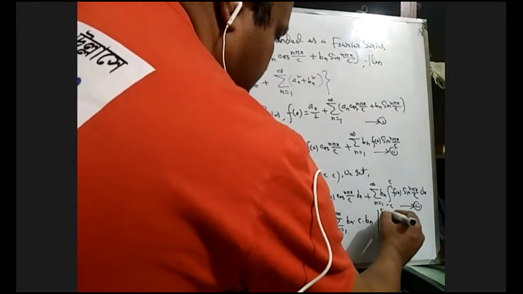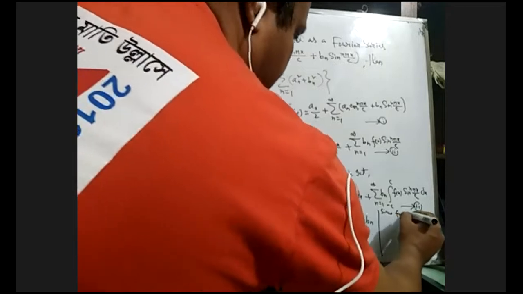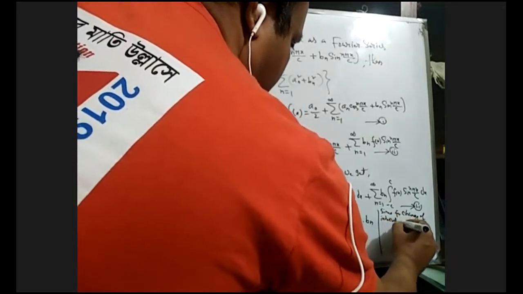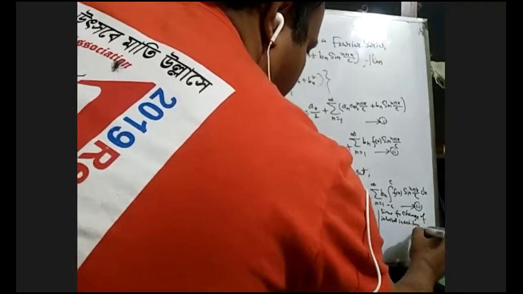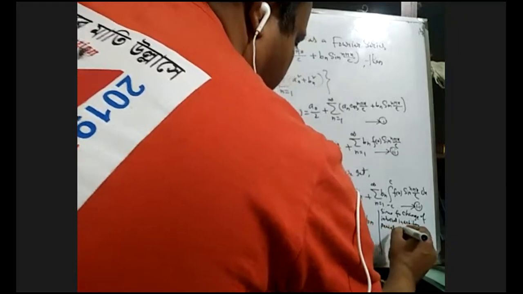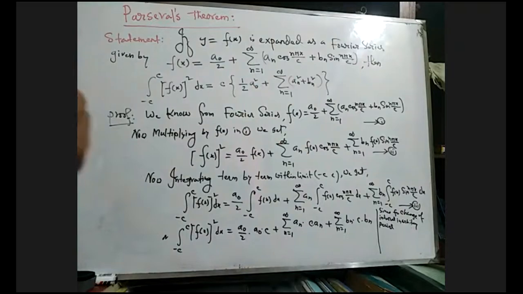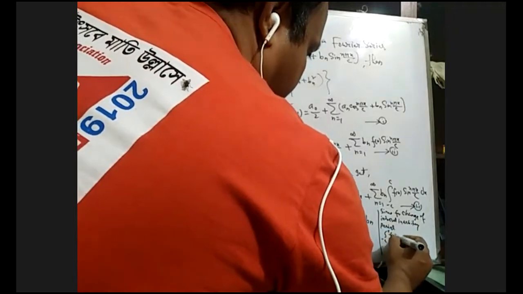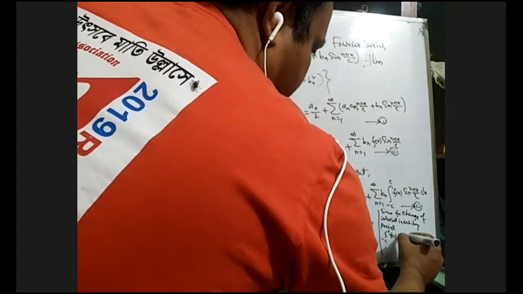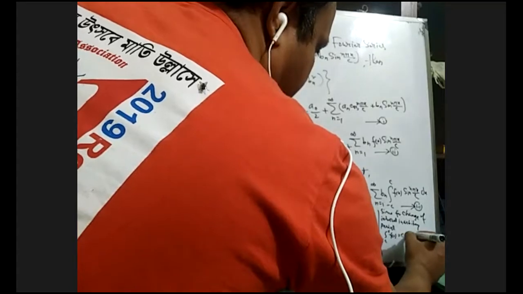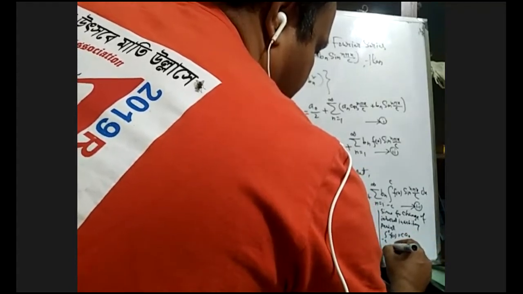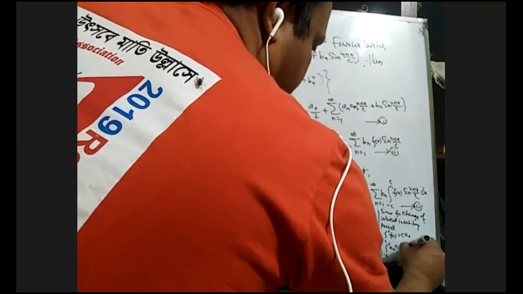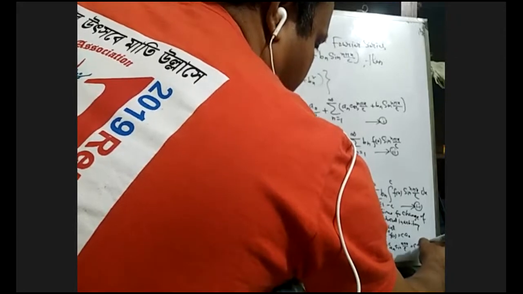Since for change of interval in arbitrary period, you must know that the integral from minus c to plus c of f of x equals c into a naught, and the integral from minus c to plus c of f of x sine n pi x divided by c equals c into b n.